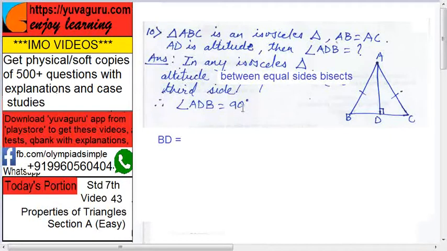Now the important question which is not asked in this question is BD equals to. This is what is important because it's not printed over here. But what is BD? The altitude of any isosceles triangle between two equal sides. See, these are the two equal sides. The altitude between these two sides always bisects the third side. So BD will be equal to DC over here. Although not asked, I have given the additional because this is very much important.